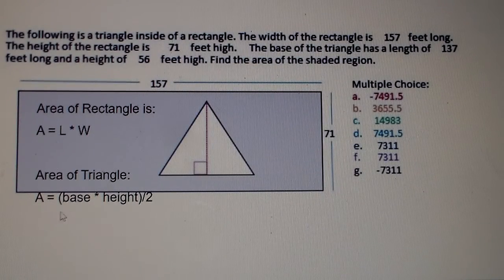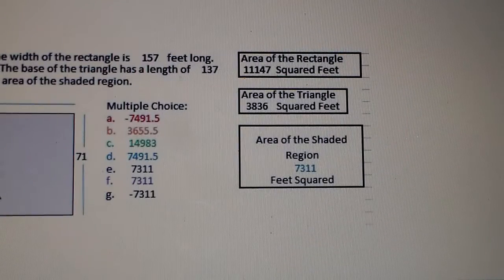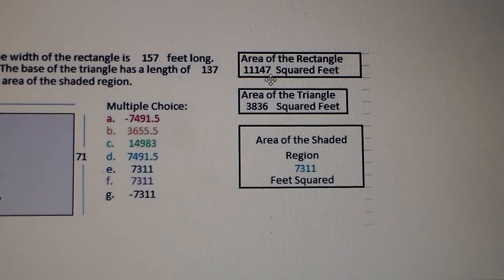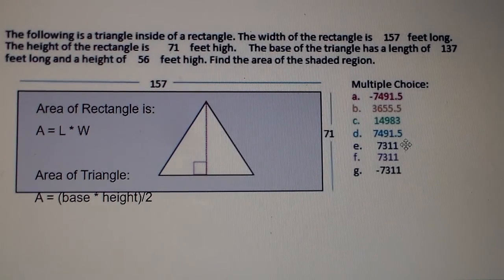We then find the area of a triangle, which is base times height divided by 2. So our base, the triangle has a length of 137 times the height of 56, and we divide that by 2, and we get 3,836 feet. Now that we have those, we then subtract them. We take that 11,147 and we subtract 3,836, and the shaded region is 7,311 feet squared. So its answer is either E or F. They're both the same, so both of them should be marked as correct.